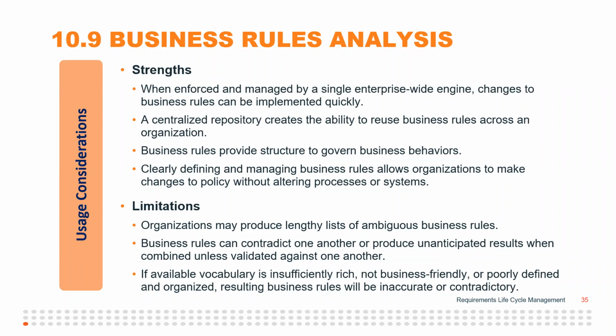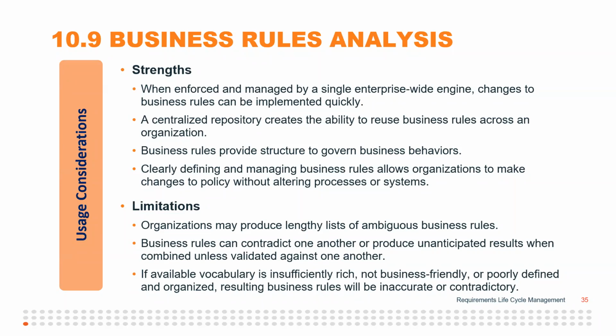So no, we don't want stuff to go through if the billing address doesn't match, right? So anyway, strengths of business rules analysis is that, if you have a single engine that enforces and manages them, then you can implement changes to the business rules quickly. And if you have a centralized repository, it helps you to reuse the business rules across the organization. And they give a structure to the business behavior of the individuals. And by clearly defining and managing business rules, organizations can make changes to policy without altering actual processes or systems.